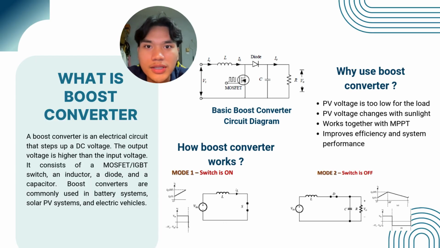So, what is a DC to DC boost converter? A DC to DC boost converter is an electrical circuit that steps up the DC voltage. It consists of an IGBT or MOSFET switch, inductor, capacitor, and a diode. Boost converters are commonly used in PV systems, battery systems, and electric vehicles.